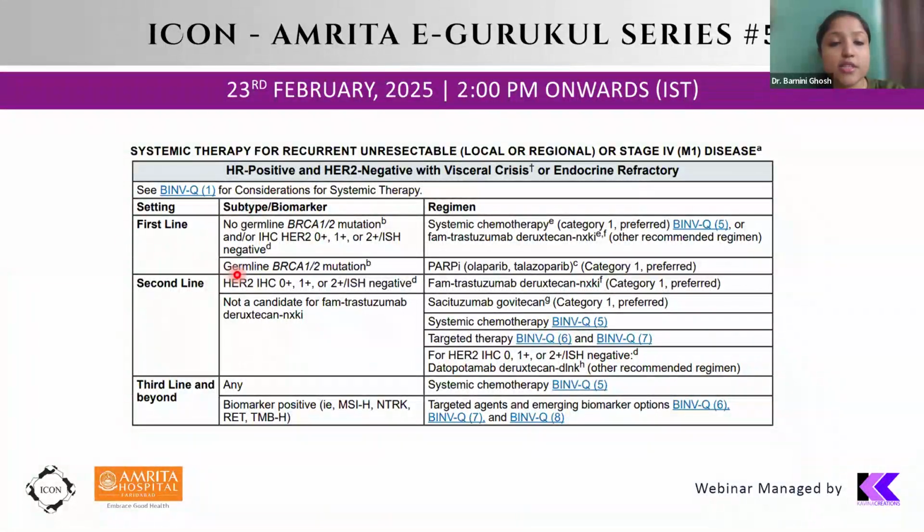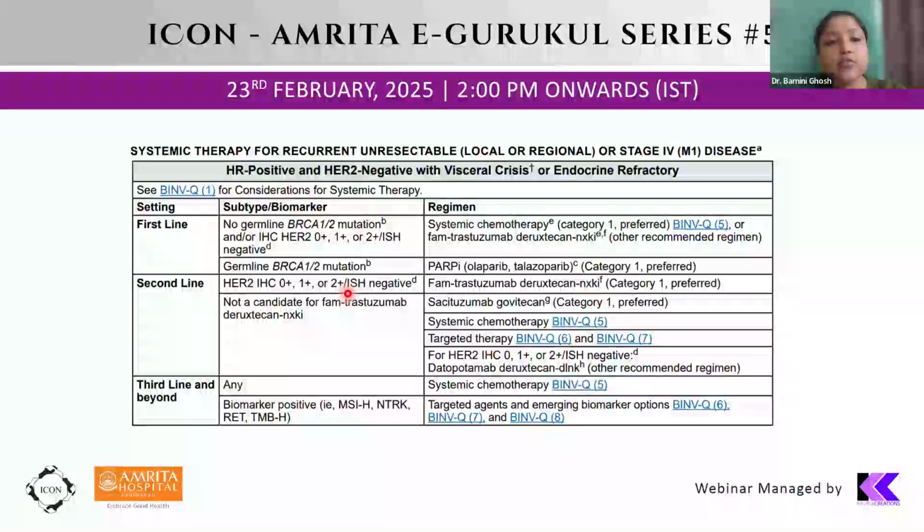In the first line setting, we see that if the patient is germline BRCA mutant, then we may give PARP inhibitors, olaparib or talazoparib. If the patient is HER2 low or ultra low, as I have discussed previously, the criteria for low and ultra low, then for such patients, we may give trastuzumab deruxtecan. And there is also the option of giving systemic chemotherapy.